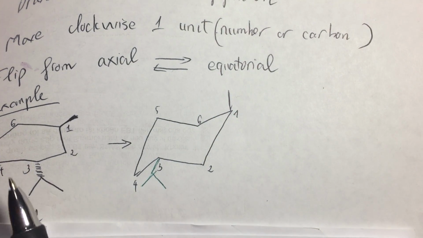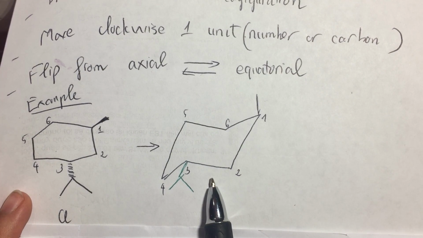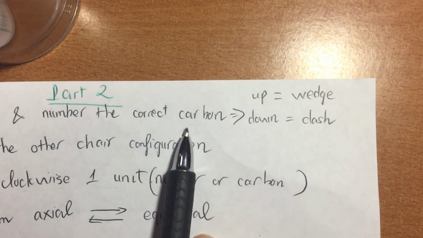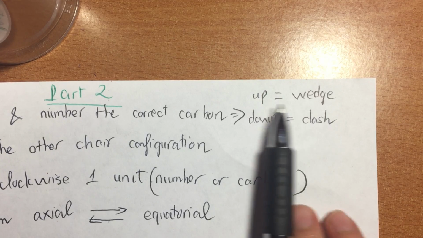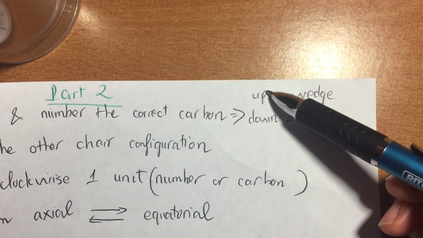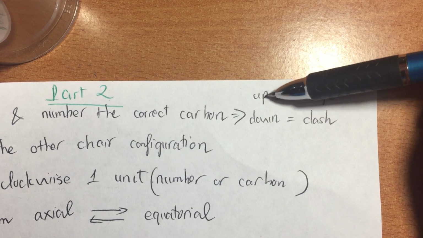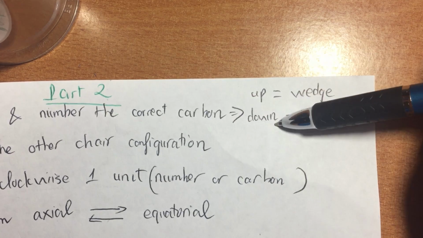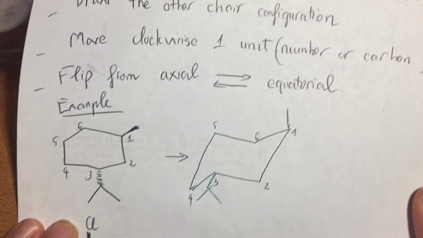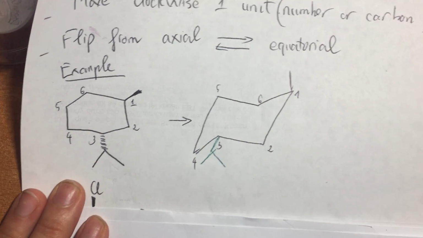So this is how I convert from a cyclohexane to one chair configuration. At this point, you just have to identify and number the carbons, and then convert: wedge means up, dash means down. Up or down here depends on which carbon, since axial can be up or down, and equatorial can be up or down, so you have to put in the correct axial or equatorial line. And this is how we convert from a cyclohexane to one chair configuration.